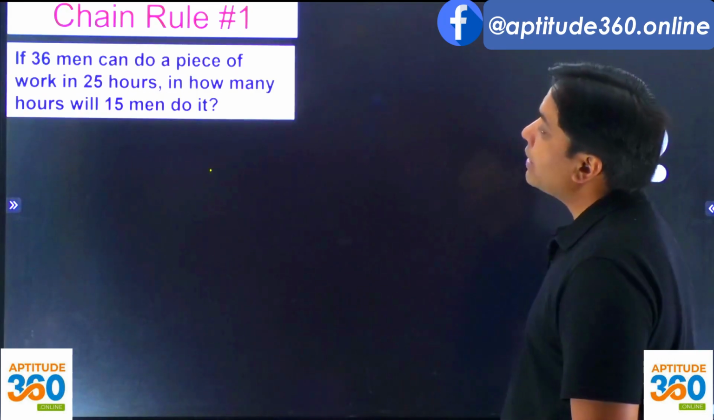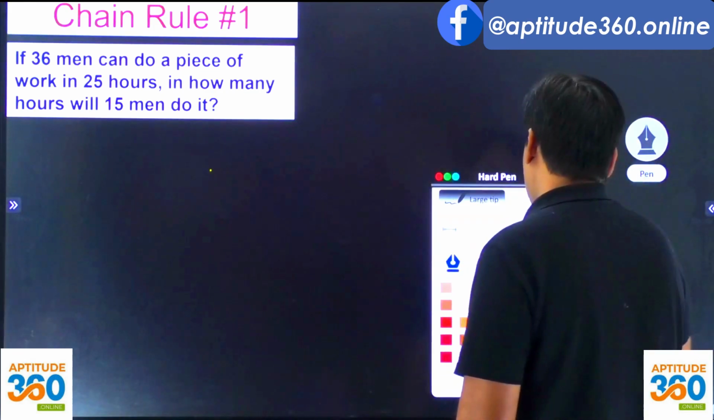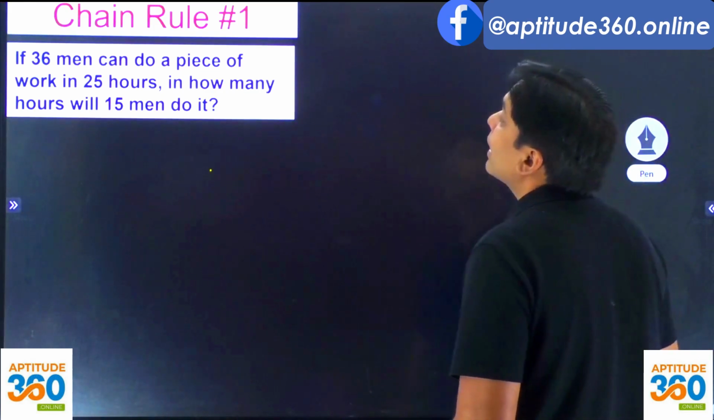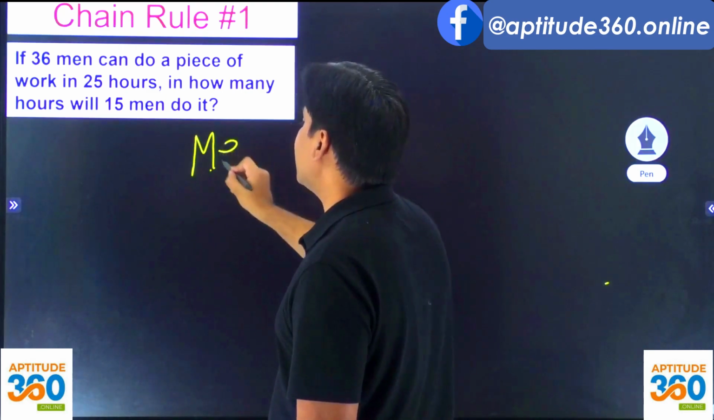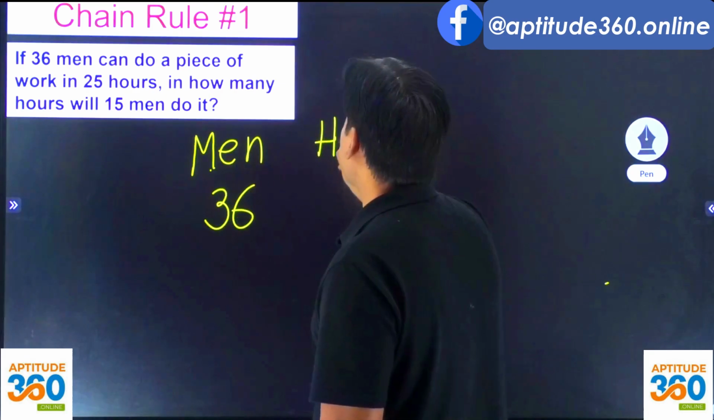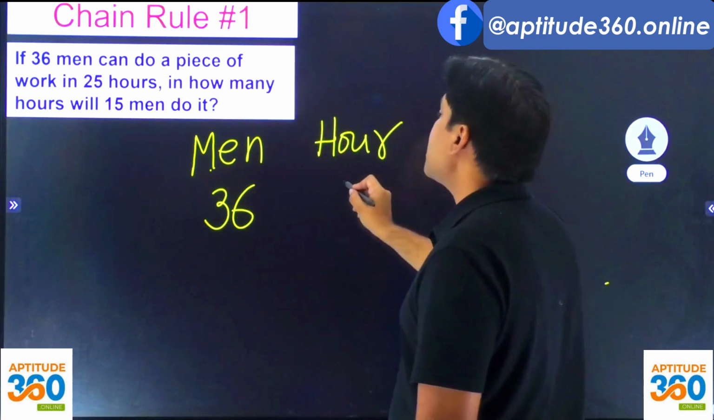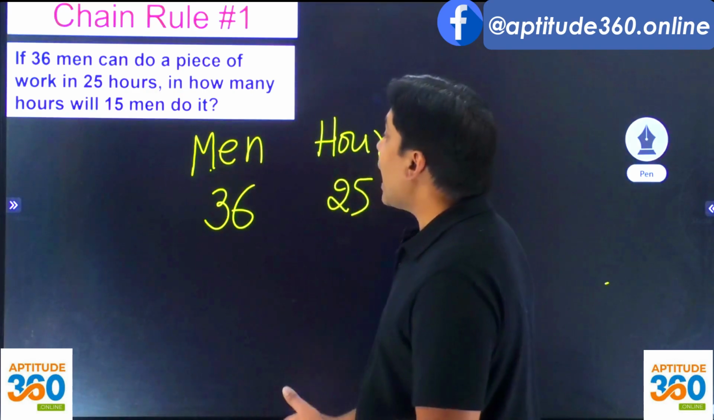Now let us move ahead and try to simplify this problem. This one says that 36 men can do a piece of work in 25 hours. So I would write very neatly that I have got how many men? 36 men, and these 36 men can finish a piece of work in 25 hours. Then in how many hours?